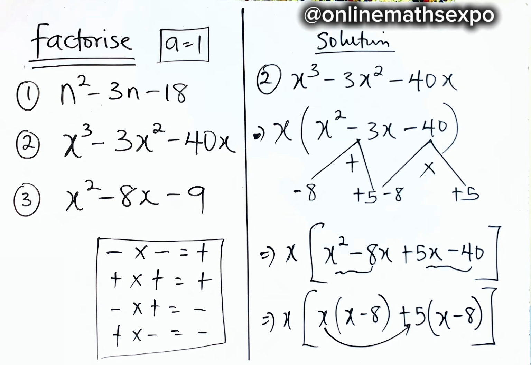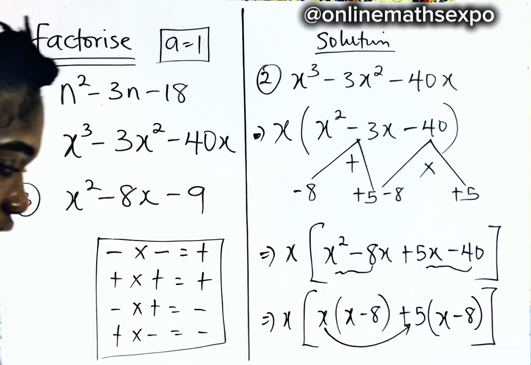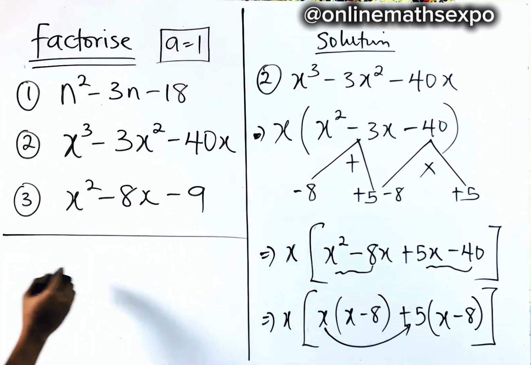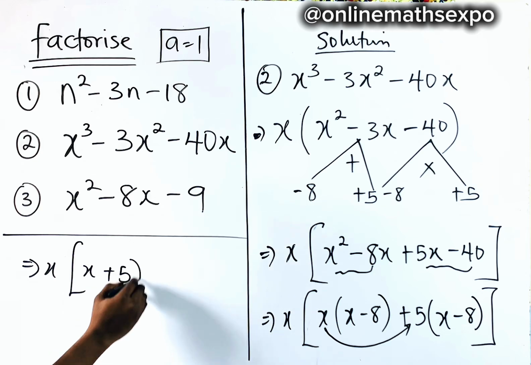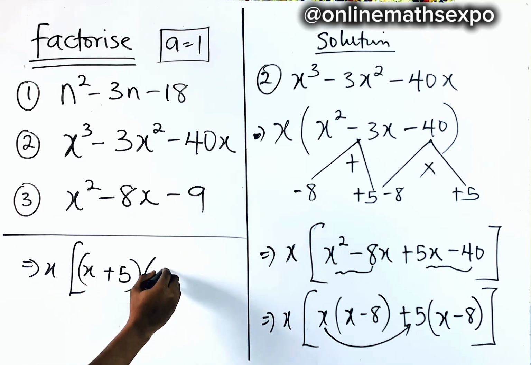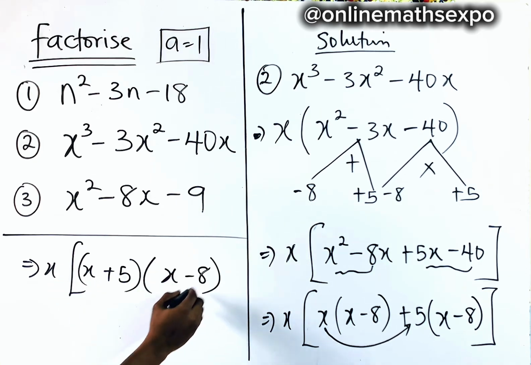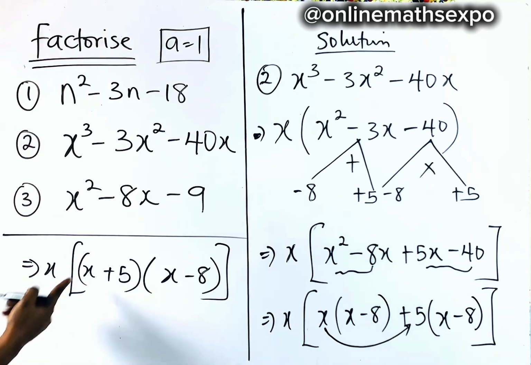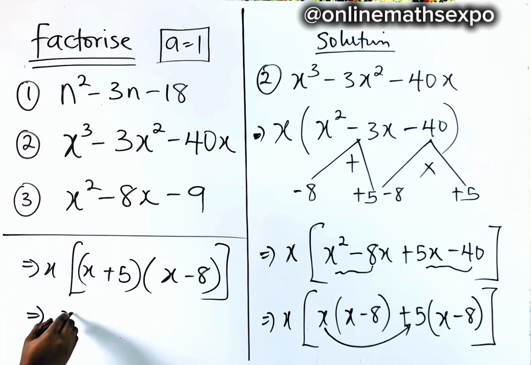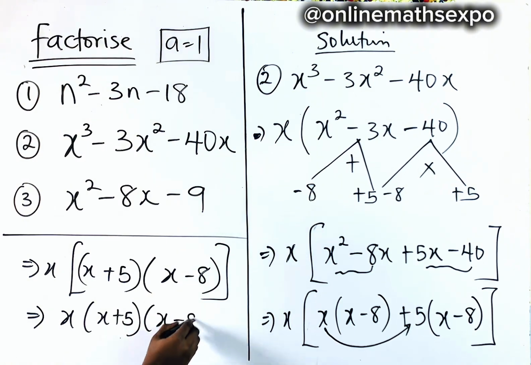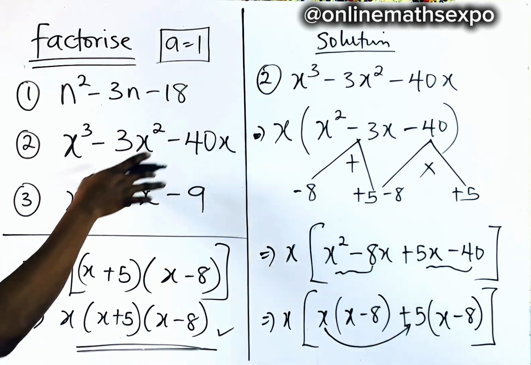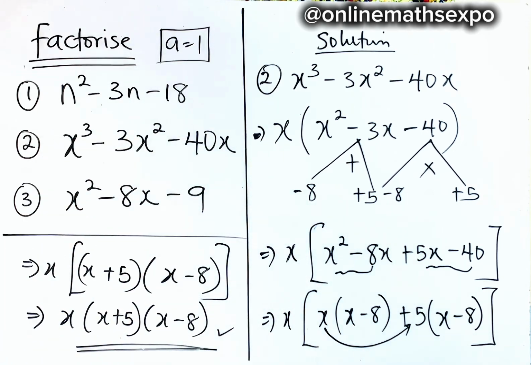So if you do that, let's conclude here. This gives us x into x plus 5 and x minus 8. So we are free to remove this to now conclude x into x plus 5 and x minus 8. And that is what you get for factorizing this cubic expression.